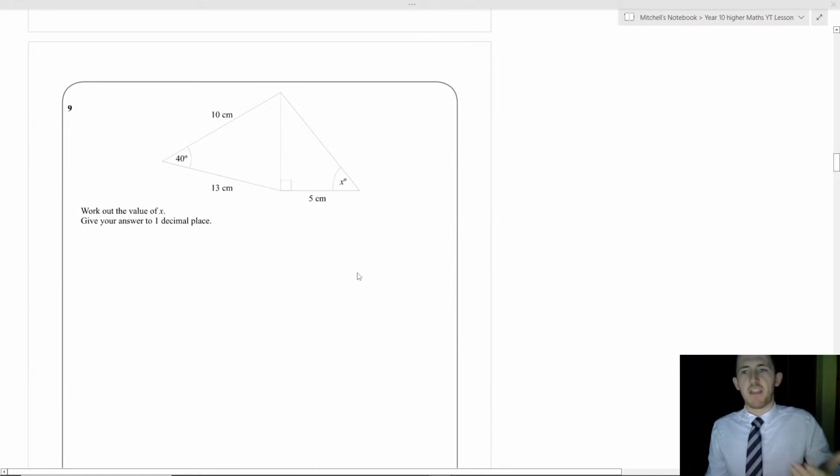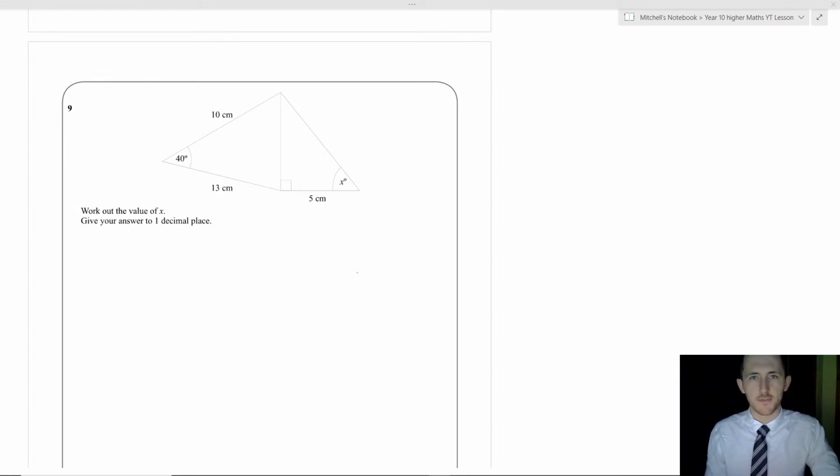So, again, this one is slightly more interesting because we have a four-sided shape split into two triangles. Okay? And we have to work out what the angle x is. So, bit of a problem, right? Because the angle x is in this other triangle here.